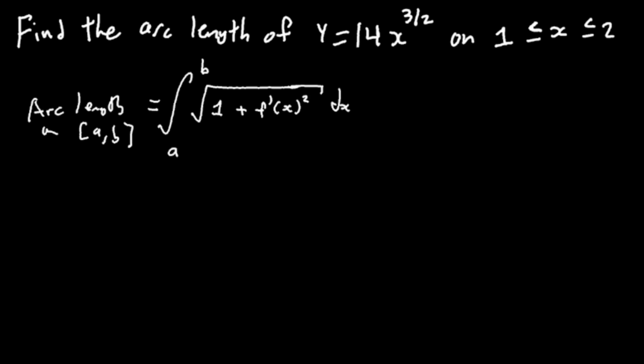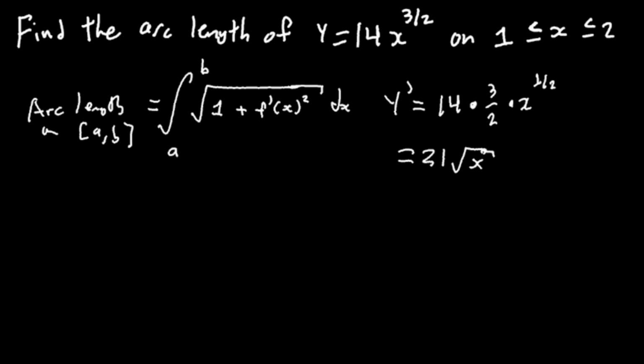So here, we're going to need to know our derivative. So what is the derivative of y equals 14x to the 3 halves? So what is y prime? Well, we can just pull out that 14. And then from our power rule, that 3 halves comes down. And then you multiply that by x to the power minus 1, so that'd be 1 half. So this becomes 14 over 2, that's 7 times 3, that's 21 square root x. Because 1 half power is square root.